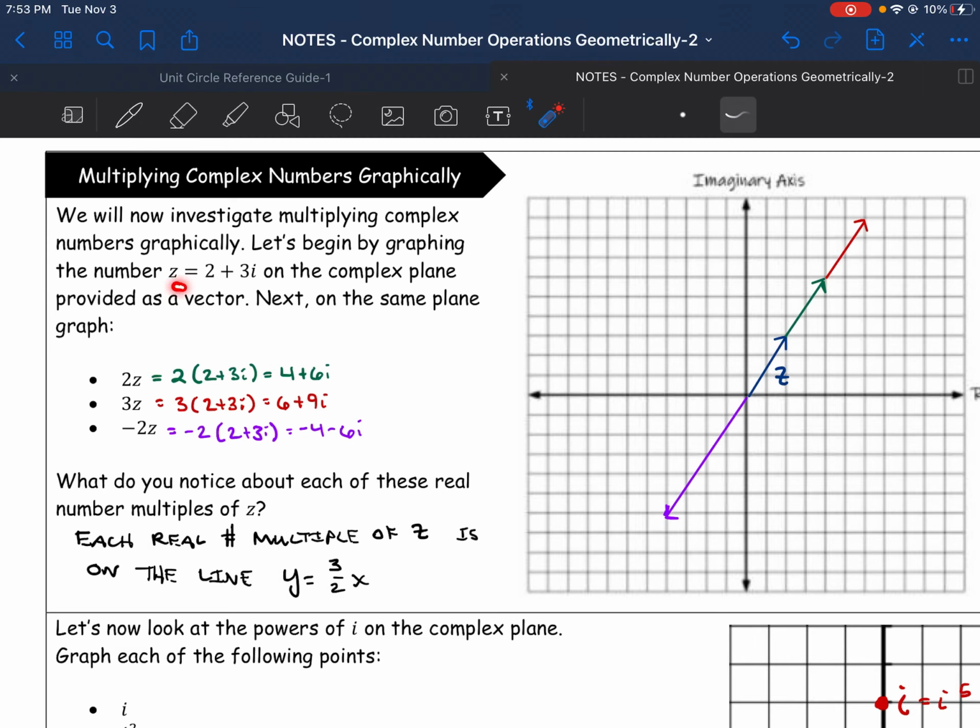So one of the interesting things to notice is that each one of these real multiples of this complex number z results in a vector that falls on the exact same line. And if we were to put this in the xy coordinate plane, this line would be y equals 3 halves x. So notice, again, all these real multiples of this complex number fall together on the same line. In this case, y equals 3 halves x. Very interesting. So when we multiply a real number by a vector, it essentially just extends that complex number as a vector across a single line.